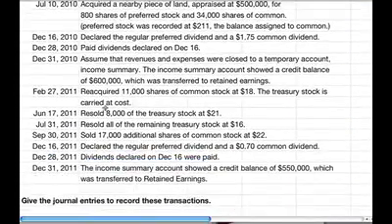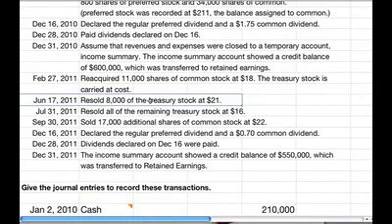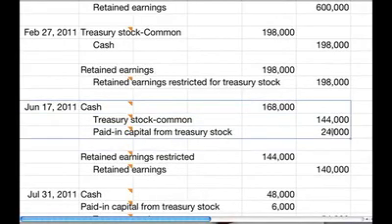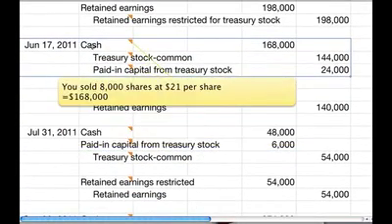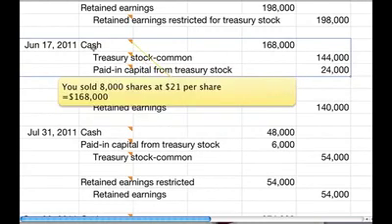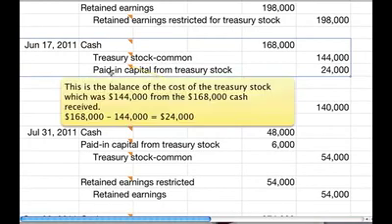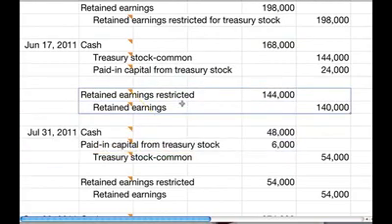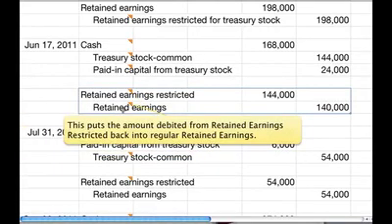So our next transaction is on June 17th. We resold 8,000 shares of the treasury stock at $21 a share. That's this journal entry right here. We sold 8,000 shares at $21 per share. It's $168,000. You credit treasury stock for $144,000 because it's carried at cost, and the paid-in capital from treasury stock is just the balance. And then these transactions reverse, like I mentioned. Because we sold them again, we're debiting retained earnings restricted and putting that money back into regular retained earnings.